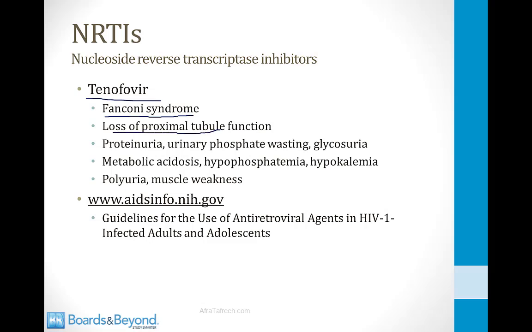They lose their proximal tubule function in the nephron. As a result, they spill protein in the urine, they waste phosphate in the urine, they can have glucose appear in the urine. They can develop a metabolic acidosis and low phosphate levels in the blood and low potassium levels in the blood. And I talk about all this in more detail in the nephron physiology modules, but the bottom line is this could be presented as a board question of a patient on tenofovir who develops polyuria and muscle weakness. Tenofovir is similar to another HIV drug called adefovir, which was pulled from the market.